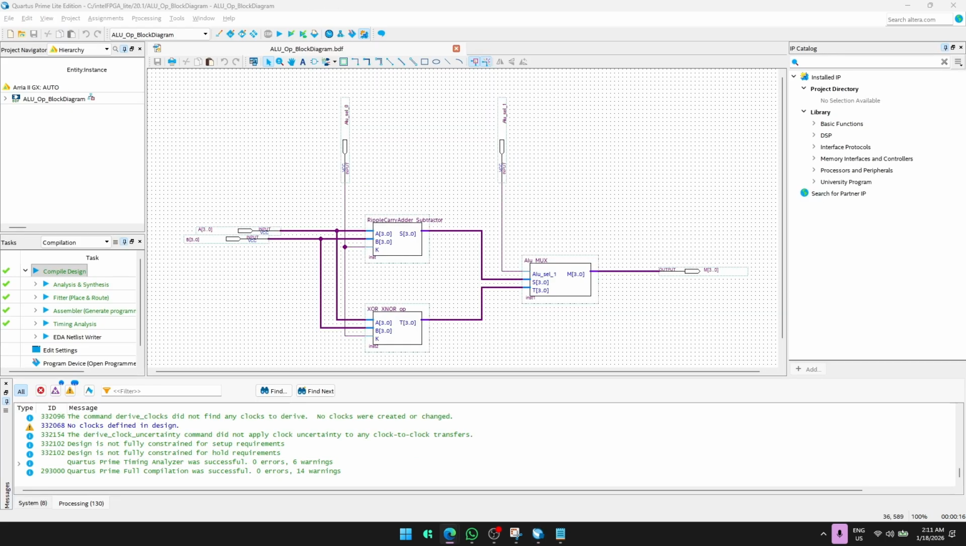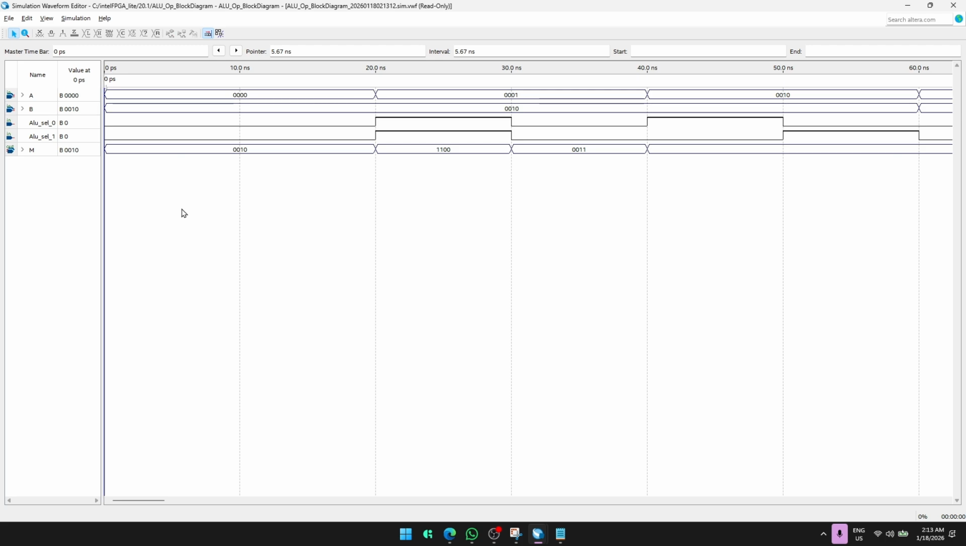Now, I'm presenting a 4-bit ALU built in Quartus. This circuit integrates a ripple carry adder subtractor and an XOR XNOR logic block. A multiplexer chooses which operation's result reaches the output M. Now, looking at the functional simulation, ALU cell 0 controls the internal adder mode, while ALU cell 1 acts as the mux selector. At the start, when ALU cell 1 is low, the mux picks the result from the adder.